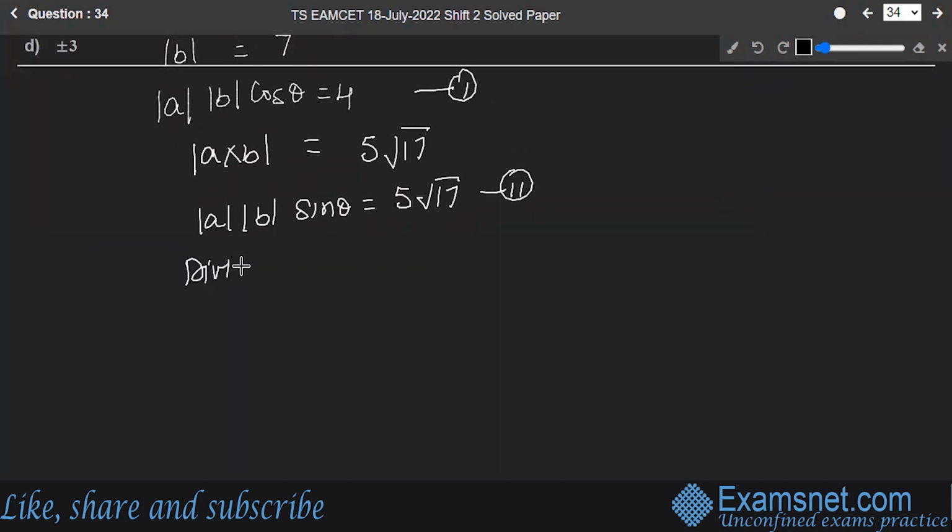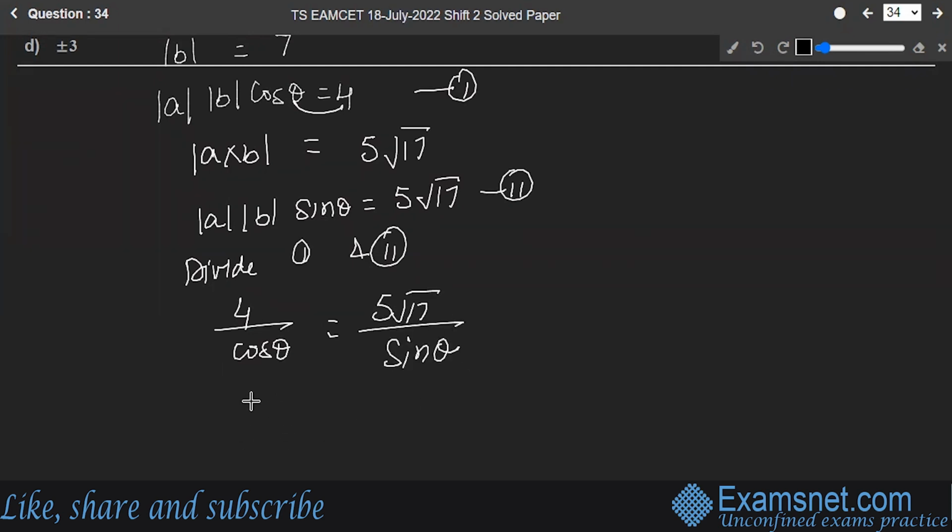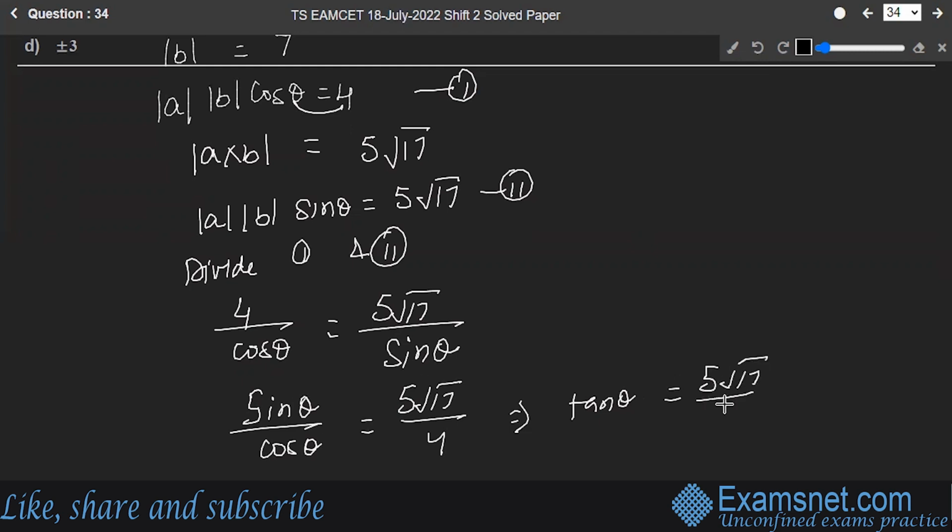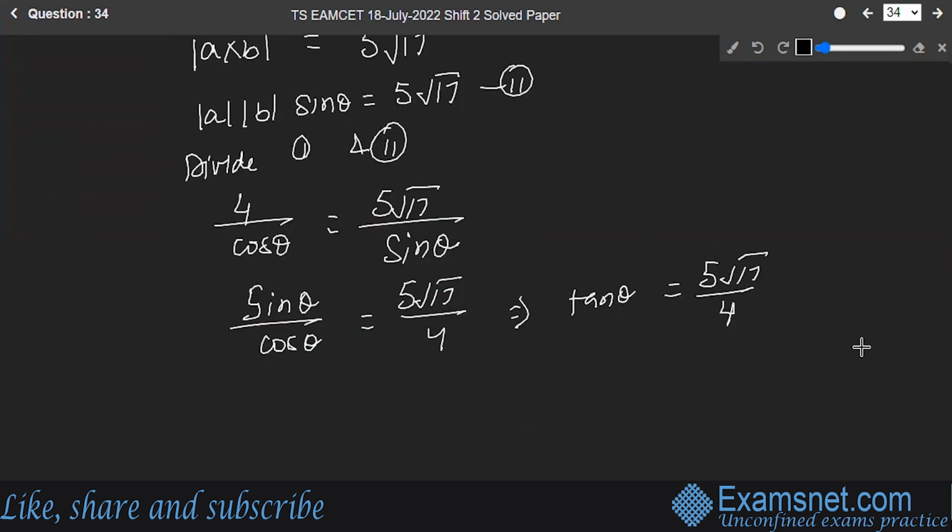Divide 1 and 2. You will get 4 by, or you can say equating also. You will say 4 by cos theta is equal to 5 root 17 by sin theta, which will give you sin theta upon cos theta is this. That means tangent of theta is equal to this value, right?